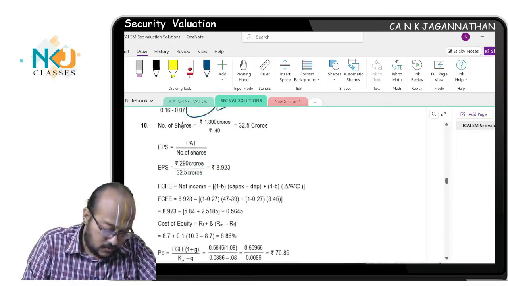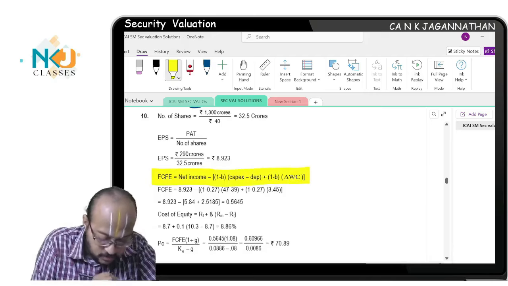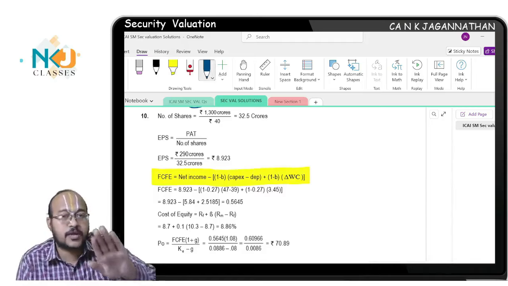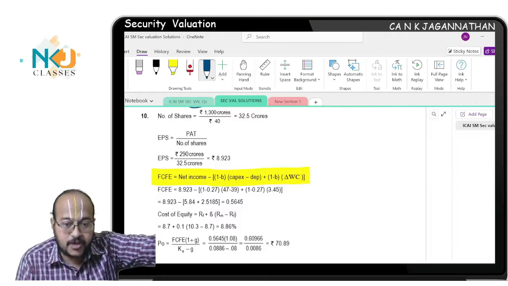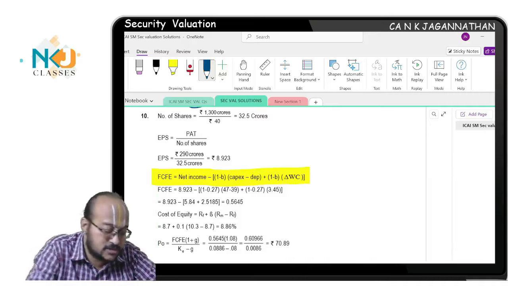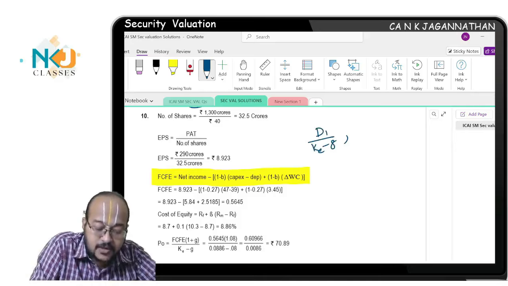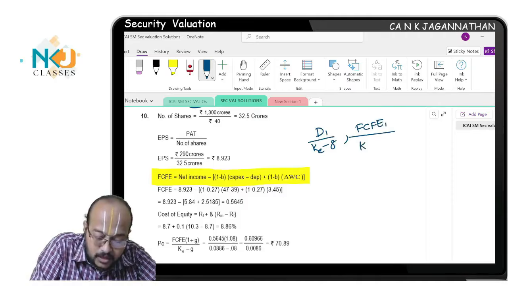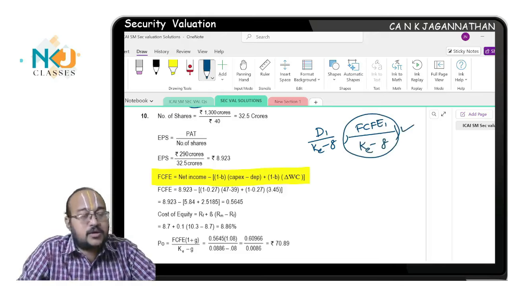See here, while computing the free cash flow to equity, I'm highlighting the formula. I'll explain what it is. How to compute free cash flow to equity? First, you compute the free cash flow to equity of the company. Then you discount it, and you will get the current value, just like the dividend model. What you do is D1 by KE minus G. Same way, free cash flow to equity 1 divided by KE minus G you need to find out. Are you understanding what I am trying to say?